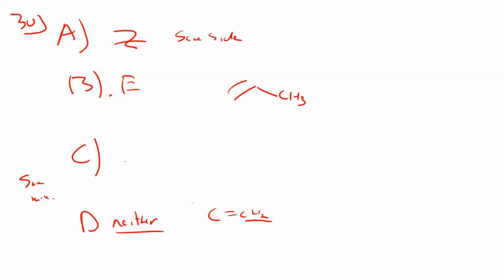Now let's look at C. C is going to be Z. And the reason for that, you have this big group right here, and then you have that carbon with that oxygen right here. So that's going to be the same side. So that's 30.